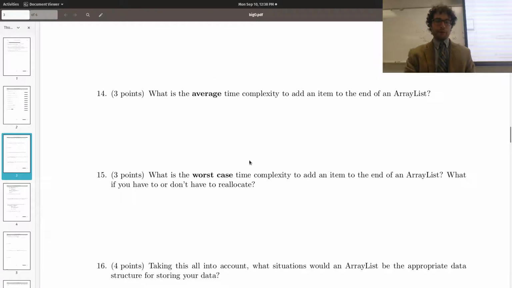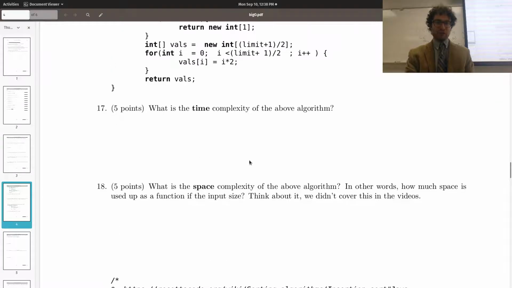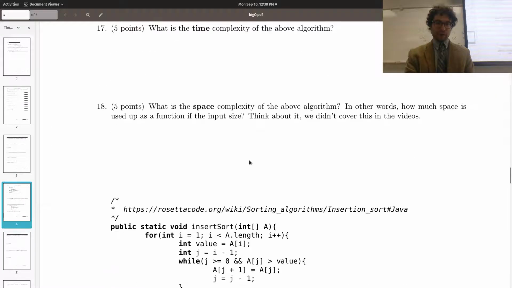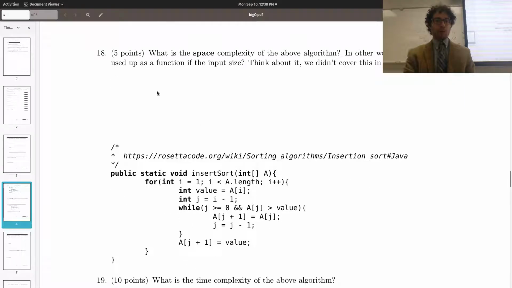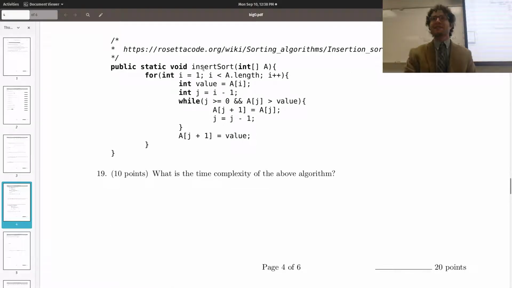That analysis will help you on this page. On this next page, I give you algorithms, and I ask you for the big O. A lot of these will require a bit of research on your own, like space complexity. I don't go over space complexity, so you're going to have to research it yourself, or ask me.